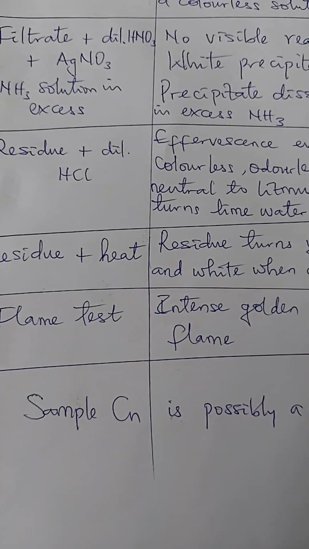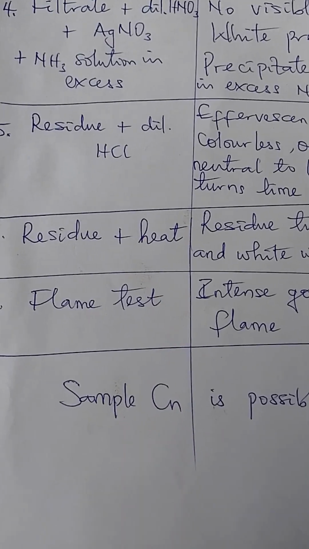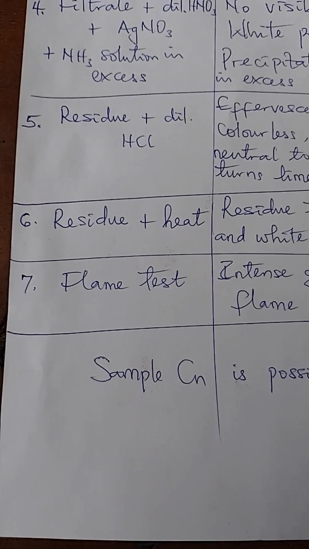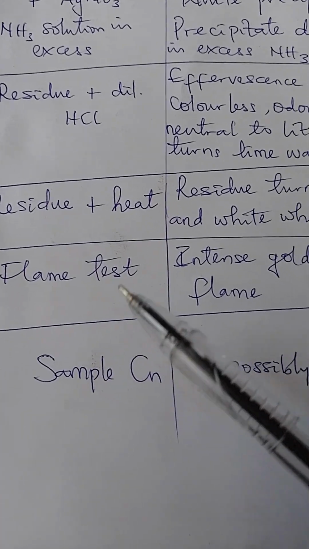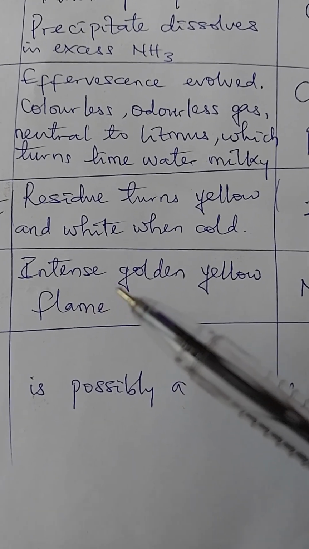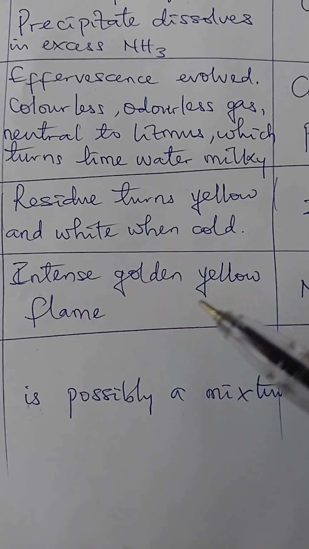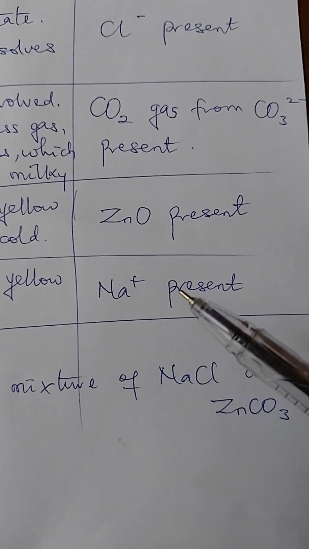We don't know what they are going to ask, and some of you that have been following my channel know that we give more than 90% accuracy in our predictions. And you could be asked to do a flame test of this residue, and if you do that, you're going to discover an intense golden yellow flame, and that confirms the presence of sodium ion.